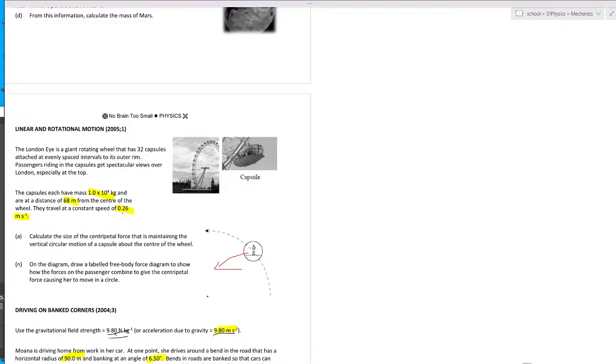We've got a velocity, a mass, and a radius. So this is just going to be Fc equals mv squared over r. Fc is equal to m times v squared divided by r, which is going to be 1 times 10 to the 4 times 0.26 squared, divided by r.